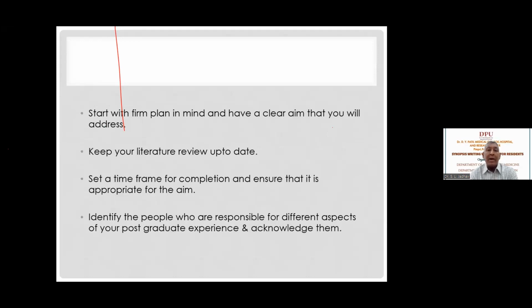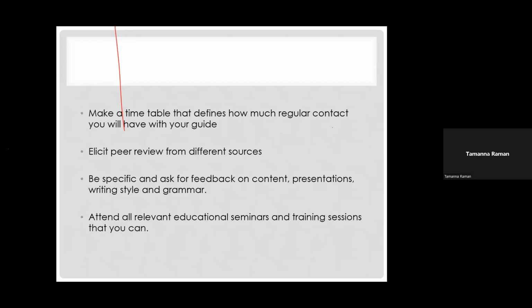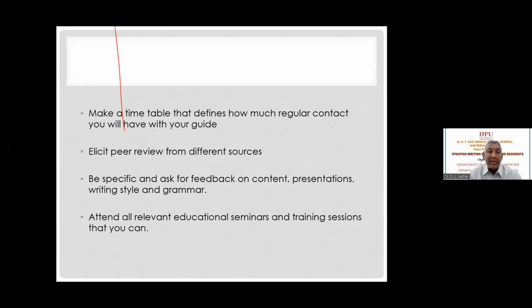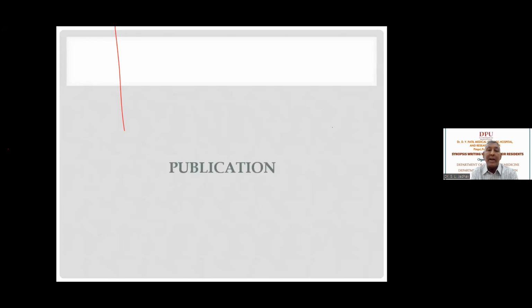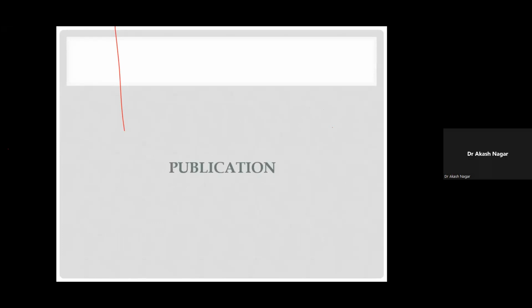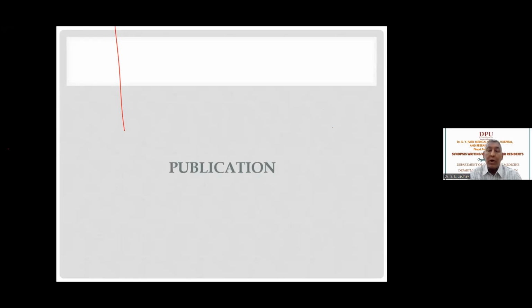Start with a firm plan in mind and have a clear aim. Then go to the literature review, have a time frame where you can complete quickly, and identify the people who are responsible for different aspects. And please acknowledge them in the end in your work. So make a timetable, do a lot of practice later on, be specific, and attend all the relevant educational seminars and training sessions wherever you can. And finally, at the end, when you make your dissertation successfully, everyone is supposed to have at least one publication before you go for your MD or MS exam. Of course, you need one poster and one oral presentation also.